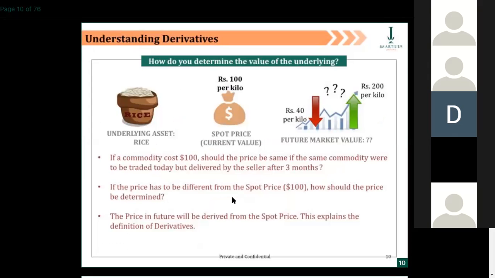So now coming to understanding derivative, how do you determine the value of underlying? If a commodity costs 100 rupees, should the price be same if the same commodity were traded today but delivered by the seller after 3 months? If the price has to be different from the spot price, how should the price be determined? The price in future will be derived from the spot price. This explains the definition of derivative. So how do you derive the value of a derivative? Anyone?